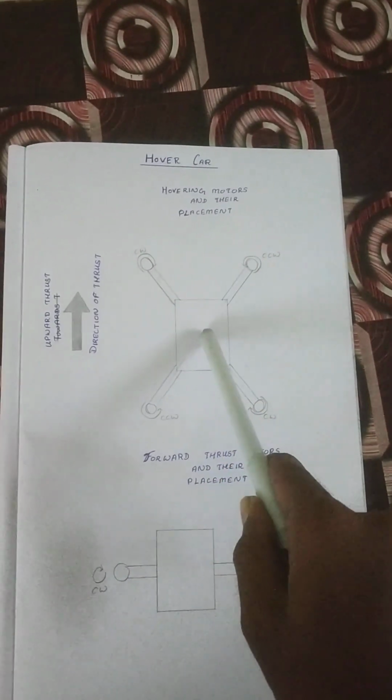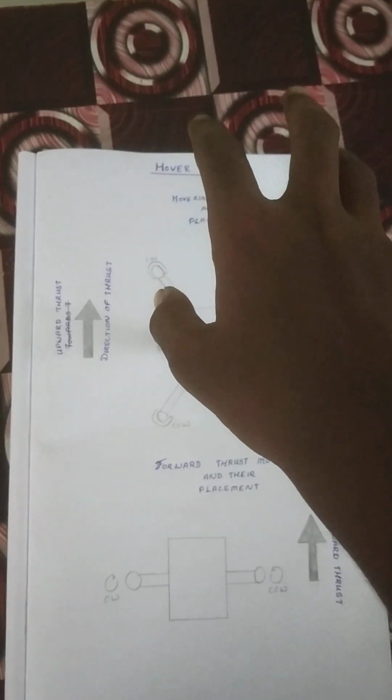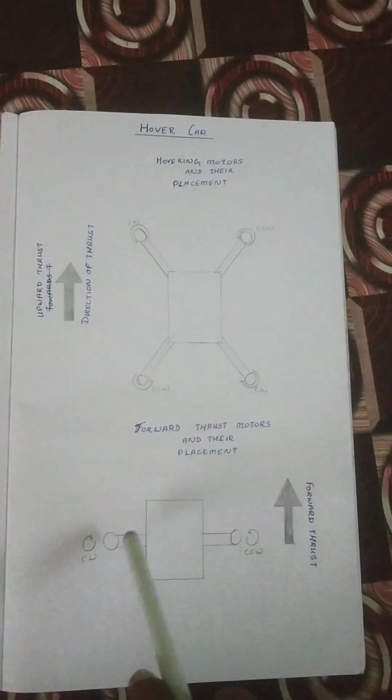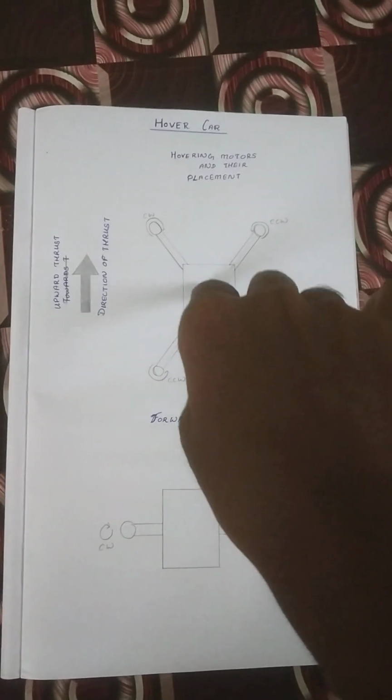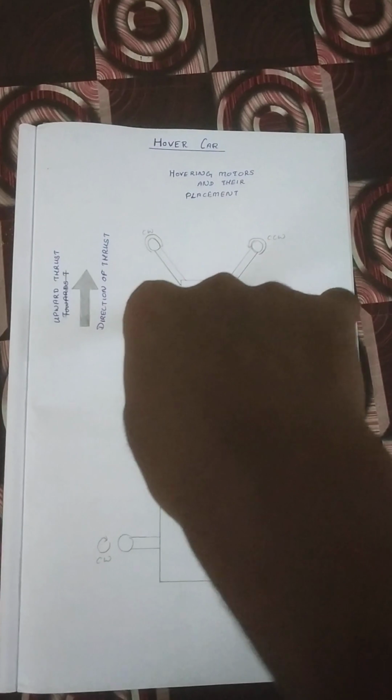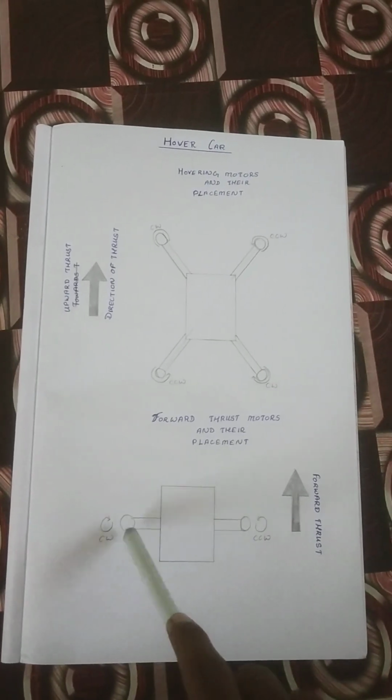So what happens is the center of mass is concentrated at a single point, and if I place these 2 forward thrust motors in this manner, the center of mass stays the same, and it allows the craft to move forward more efficiently without consuming high amounts of energy, electricity. But if I had these on the back, it would consume a lot more electricity.